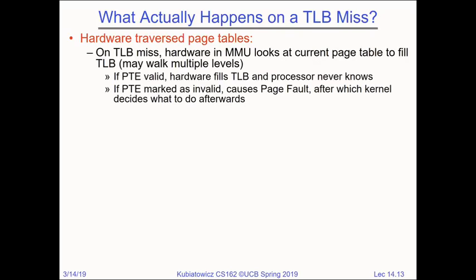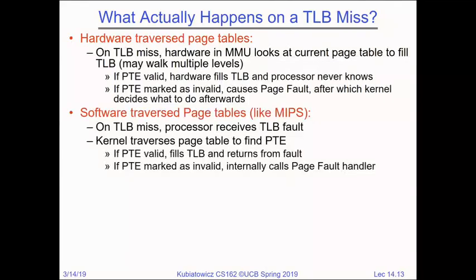Okay? Now, contrast that with the software traversed page tables, which were made somewhat famous by MIPS initially. And what happens there is when the TLB misses, we do not have an MMU. We instead cause a TLB fault, which goes into the kernel and walks the page table in software. Okay, and then if it finds a valid PTE, it fills the TLB and returns from the fault. Otherwise, it's marked as invalid, and you're already in the kernel, so at that point you just call the page fault handler in the kernel, and the page fault handler takes over and does something.